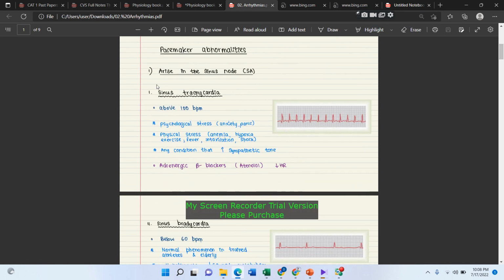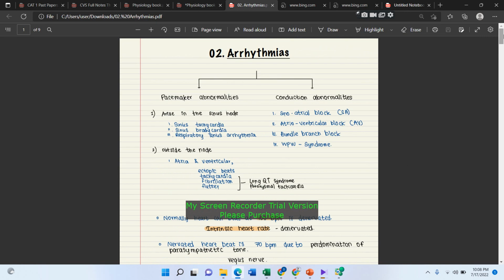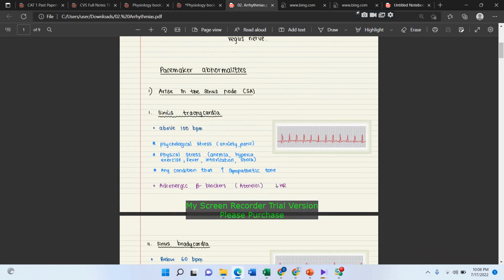So let's skip to pacemaker abnormalities now. Those arising within the sinus node are sinus tachycardia, sinus bradycardia, and respiratory sinus arrhythmia. The first one is sinus tachycardia, which is when the heart beats above 100 beats per minute. So you can say this is a rapid heart rate.